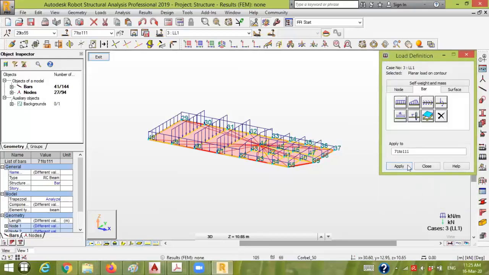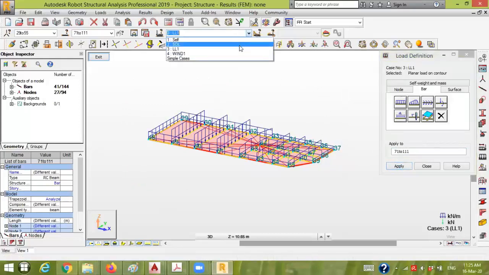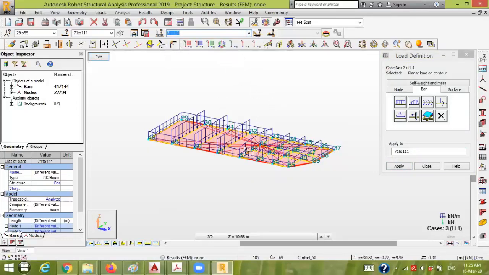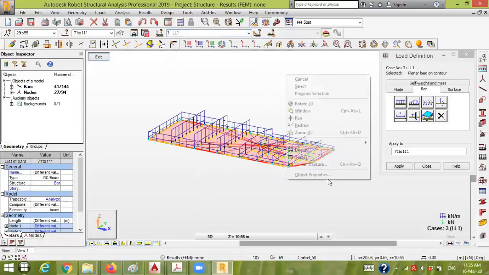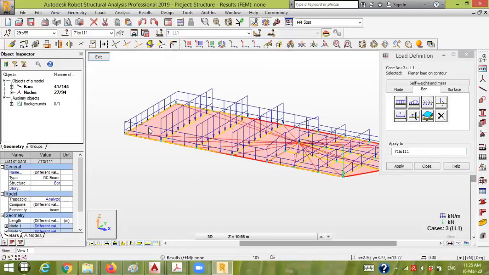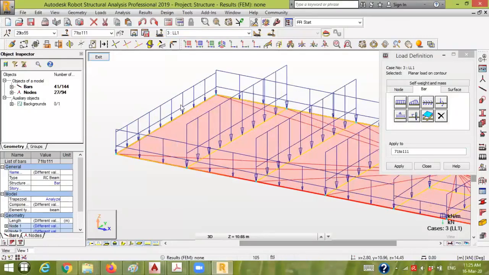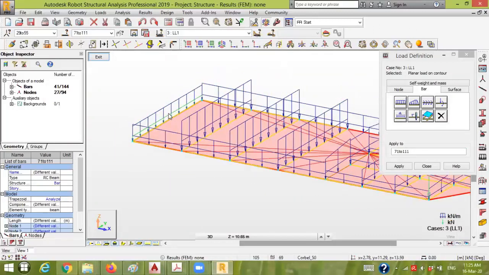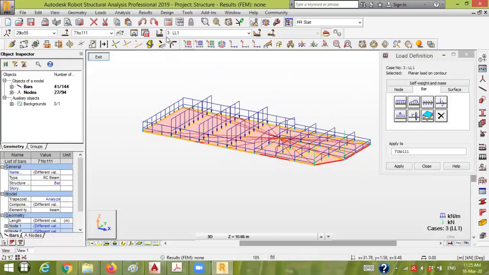Same notes and same selection, but I will repeat the selection. It's okay. Now we have SDL and we have live load. I am not confident. I think that there's something wrong here. I have two loads. I will delete this load.